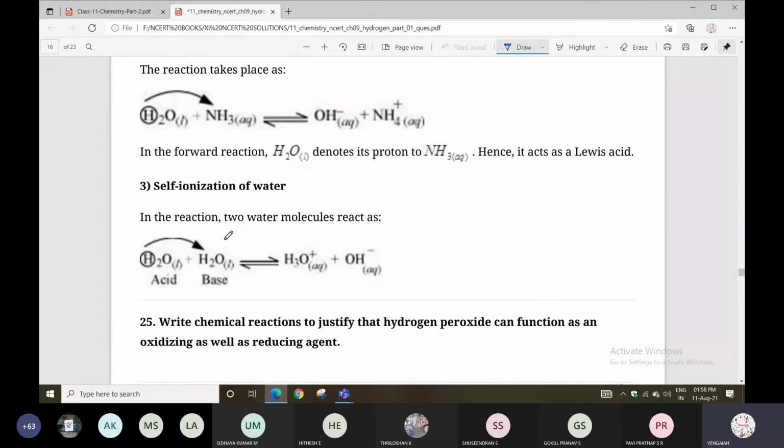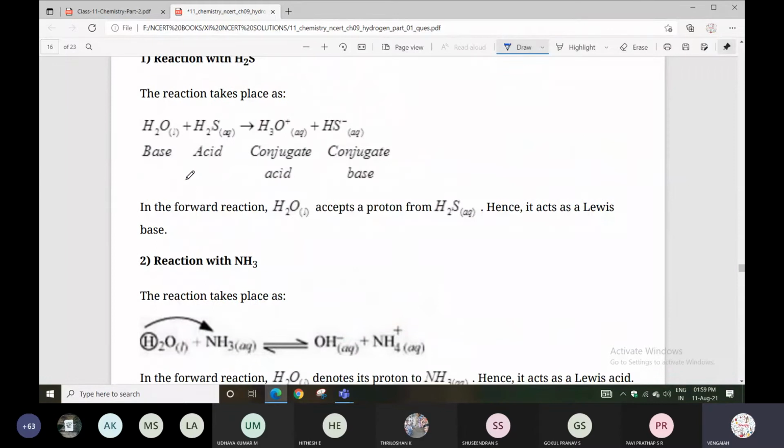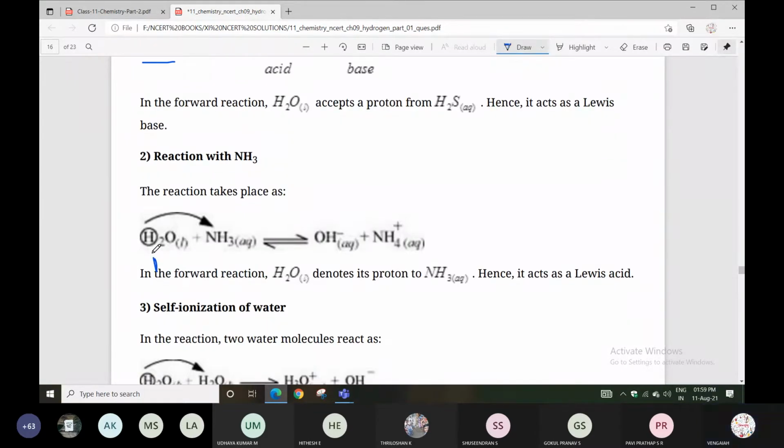Now next we have the self-ionization of water. Two water molecules react, one as acid and one as base, forming a conjugate acid and a conjugate base. The acid becomes the conjugate acid, the base becomes the conjugate base. In the ammonia reaction, water acts as an acid. In the H2S reaction, water acts as a base. We already have these reactions in the textbook also, you can check it once again.